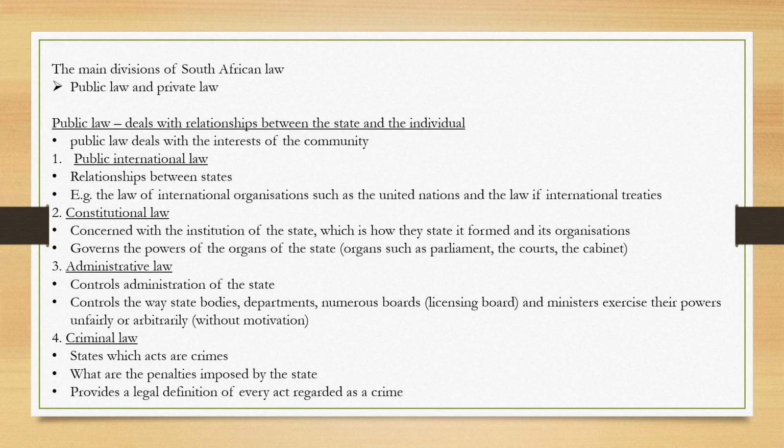Public law deals with relationships between the state and the individual. So when you're dealing with something that is under public law, it's a relationship between you as the individual and the state. Public law normally deals with the interests of the community. Public international law covers relationships between states. An example of this is the law of international organizations, such as the United Nations, and the law of international treaties.